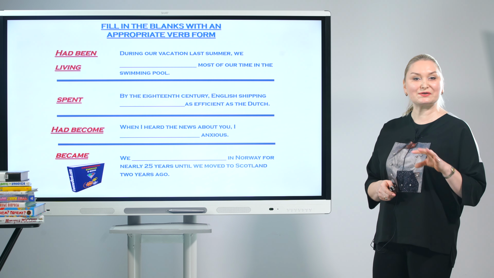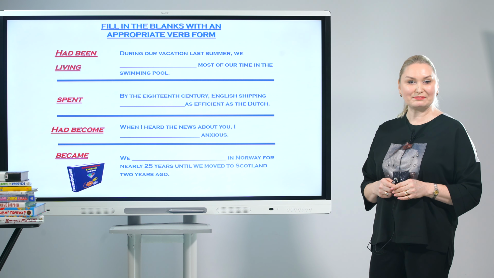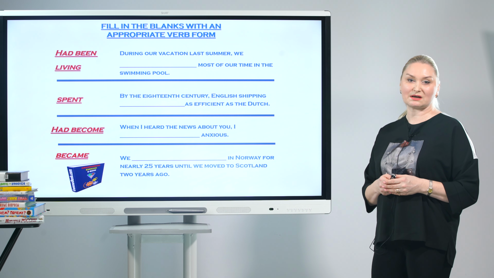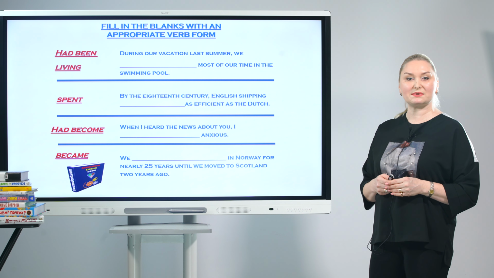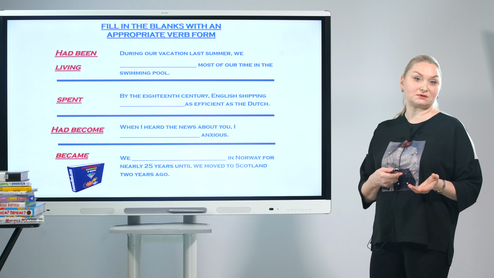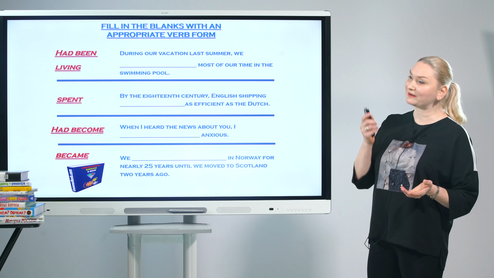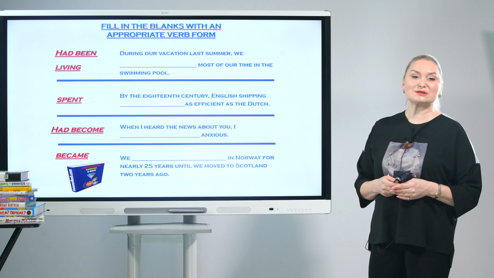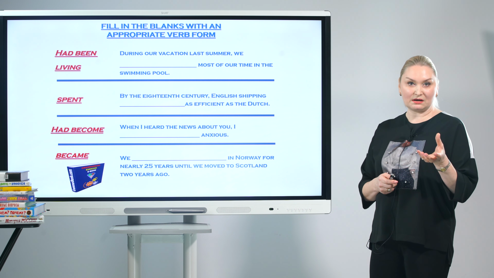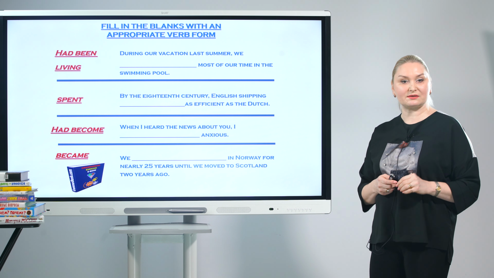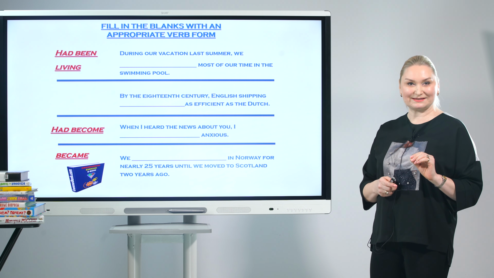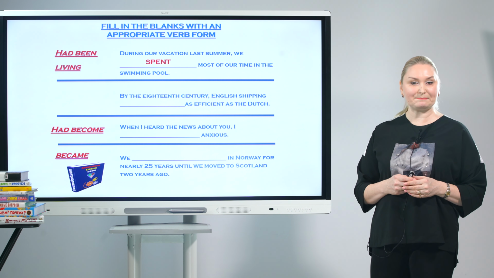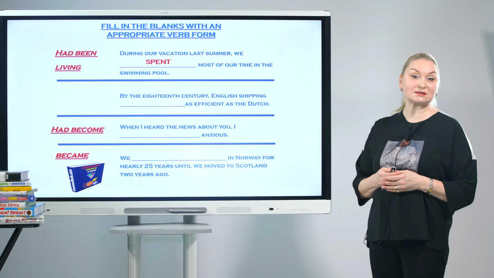So, we have to fill in the blanks with an appropriate verb form. Let's look at the first sentence. During our vacation last summer, we most of our time in the swimming pool. What can we do with time? We can look at the left column. Can you see the relevant verb? Yeah. So, spend the time, yeah? But when we are talking about past simple tense, there should be the form of spent. It has disappeared now, and now it will appear, spent, okay? Most of our time in the swimming pool.